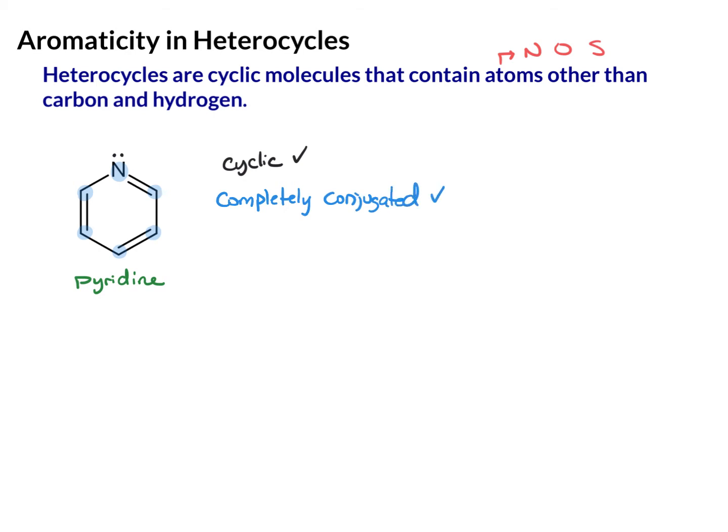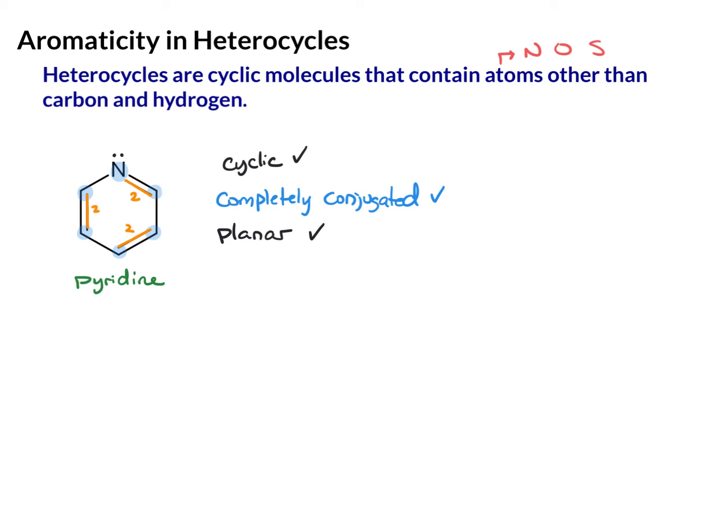Next, is it planar? Well, we have a completely conjugated ring. There's 6 atoms in the ring, so that will be planar. Finally, our pi electron count. Let's count our pi electrons. We have 2 in this double bond, 2 in this double bond, 2 in this double bond.